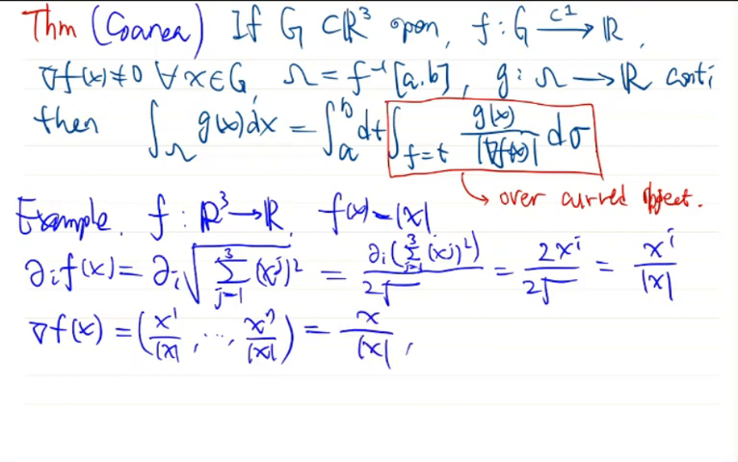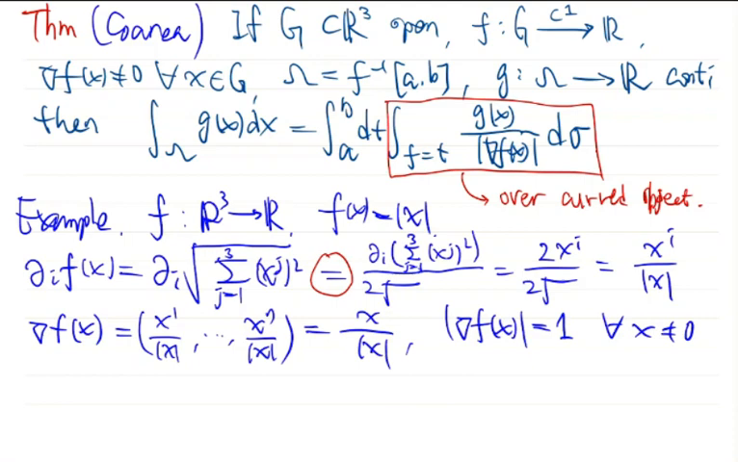So we see that the gradient has norm 1 for any x not 0, because to compute the partial derivative in this step, we need x not 0. If x is 0, this step is not true. But for points other than 0, this is okay.